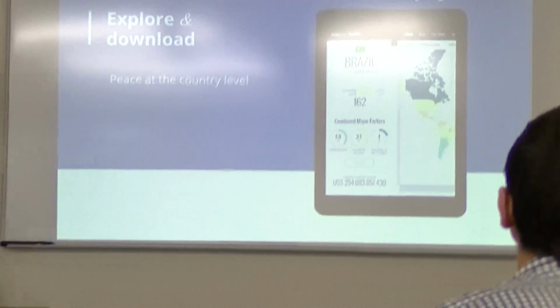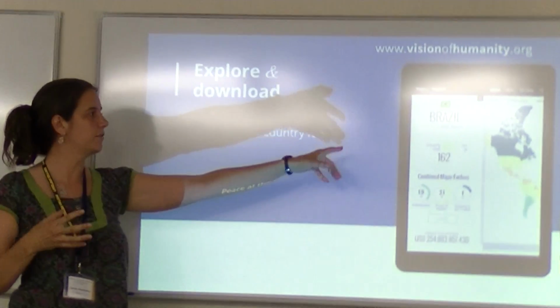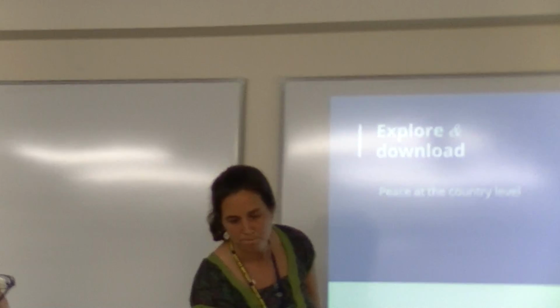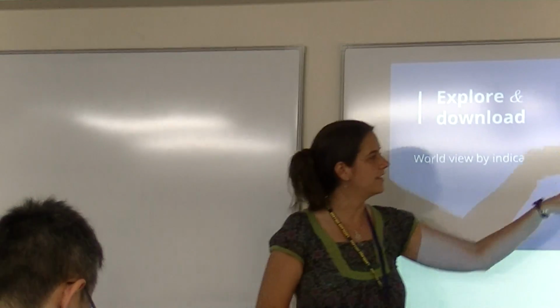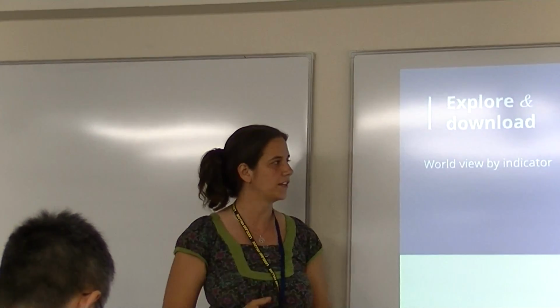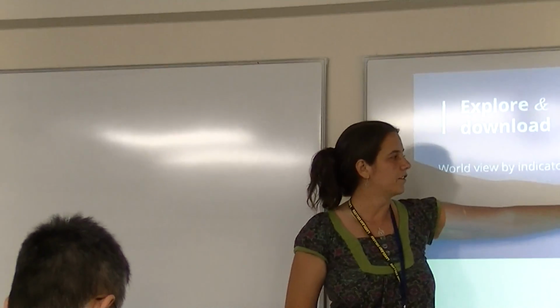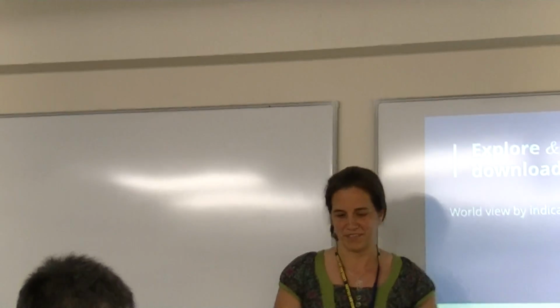You can see peace at a country level like we did when we looked at Japan. And then you can click on any of the indicators and see the map actually change according to the different indicators, right? Like, this is probably access to guns, maybe, something like that.